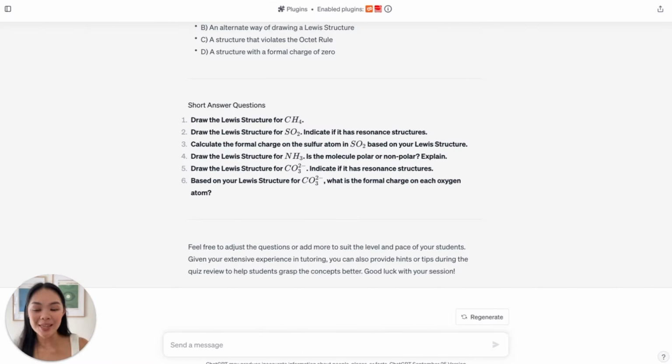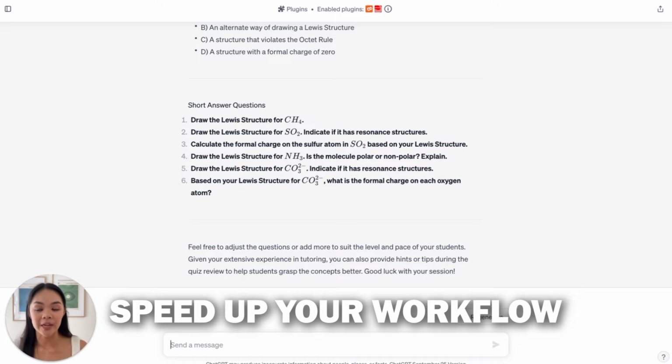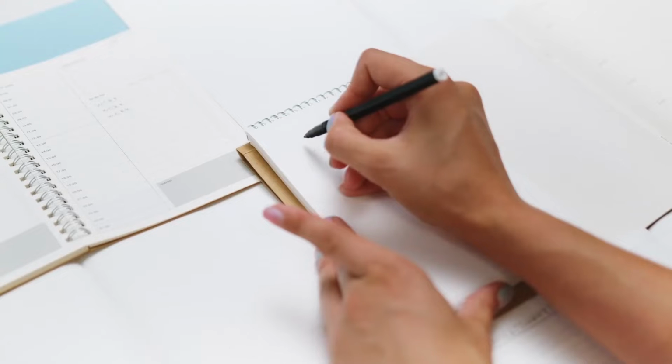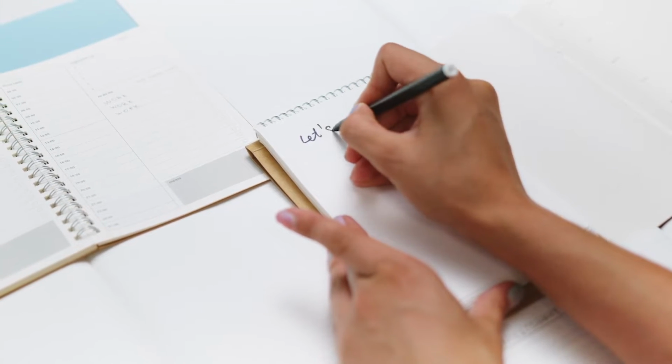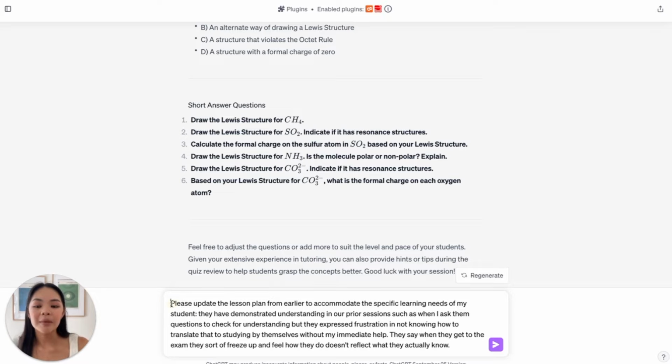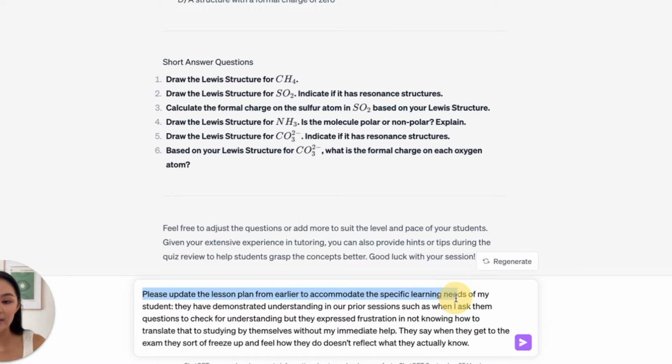I think the amazing thing about having ChatGPT is that it's going to speed up your workflow in terms of creating lessons, which means that we can then start creating more tailored lesson plans for our individual students. So what I've got here is a new prompt. Please update the lesson plan from earlier to accommodate the specific learning needs of my student.